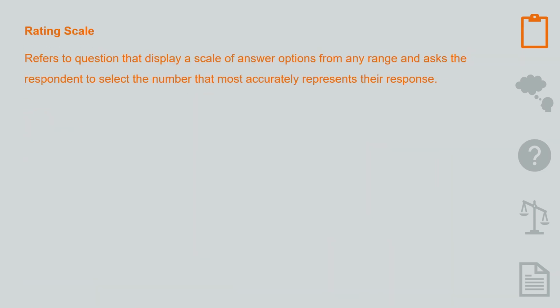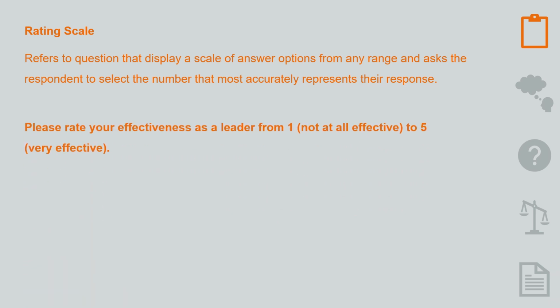Rating scale refers to questions that display a scale of answer options from any range and asks the respondent to select the number that most accurately represents their response. For example, asking, please rate your effectiveness as a leader from 1, not at all effective, to 5, very effective.